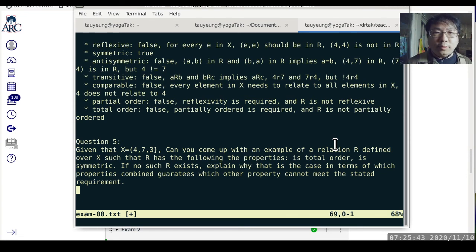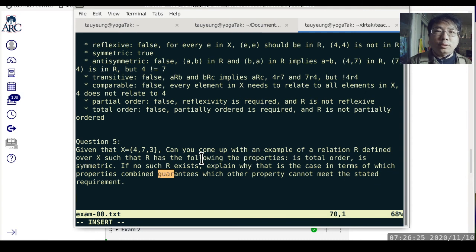This time I give you a set X and I want you to come up with an R that has certain properties. So this time it has to be totally ordered. It is also going to be symmetric. If no such R exists, explain why that is the case in terms of which property combined guarantees, there's a typo, guarantees which other property cannot meet the stated requirement. Okay, all right, so let's think about totally ordered.